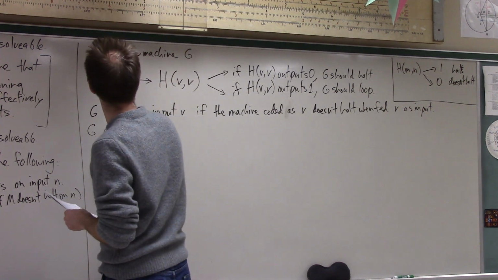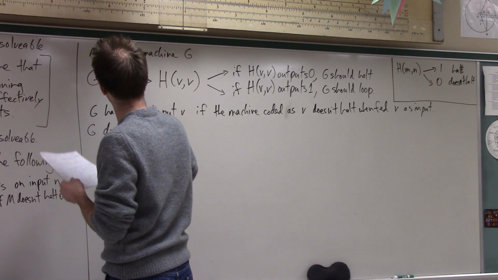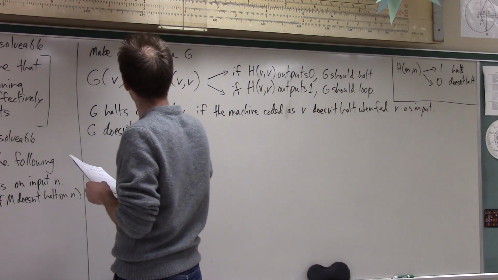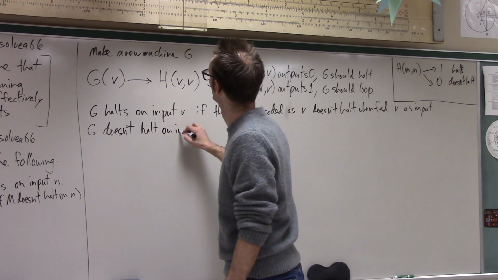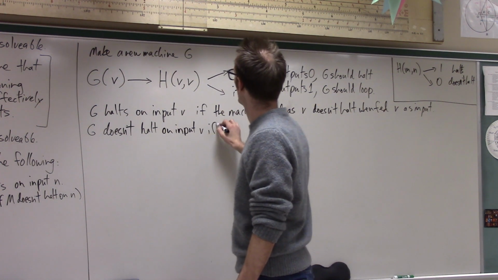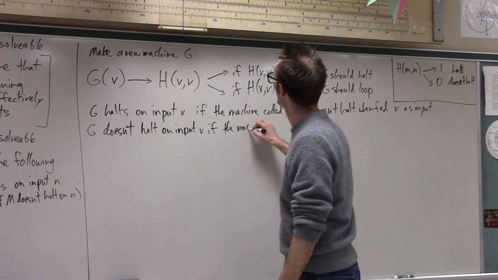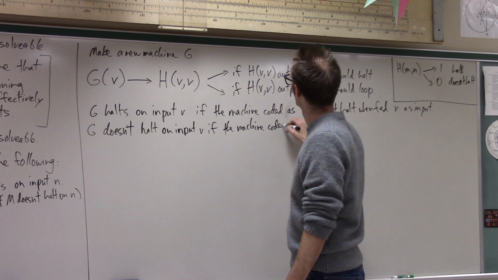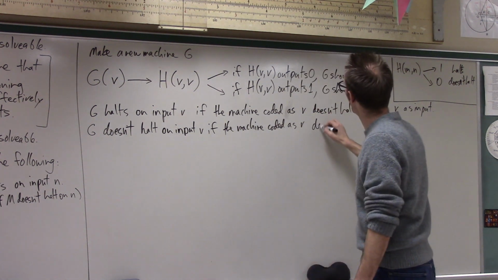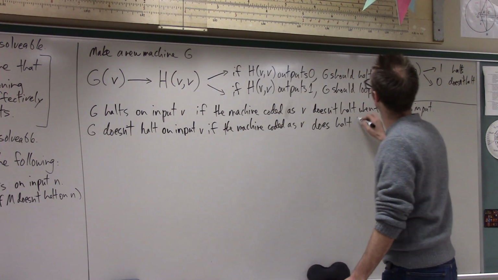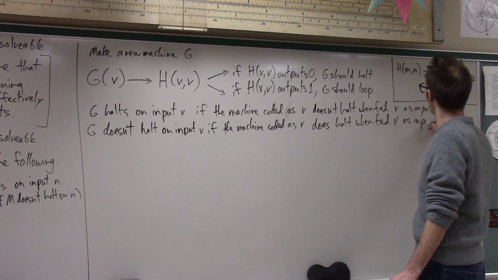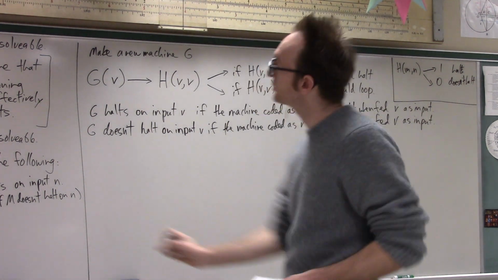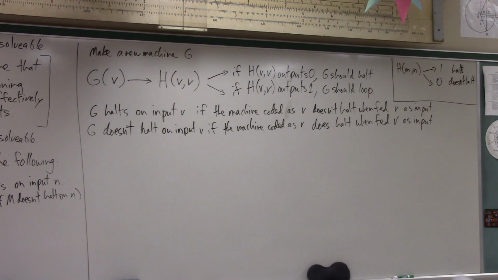And G doesn't halt on input V if the machine coded as V does halt when fed V as input. Okay, so on the assumption that I have this halting machine, I can create this G machine.